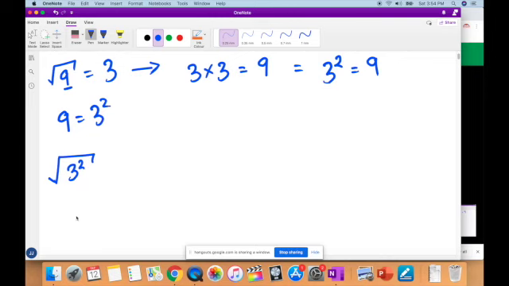So the square root of 3 squared we know is 3. It's almost like this square root sign just cancels off with the 2 to give you 1. It's almost like that, right?